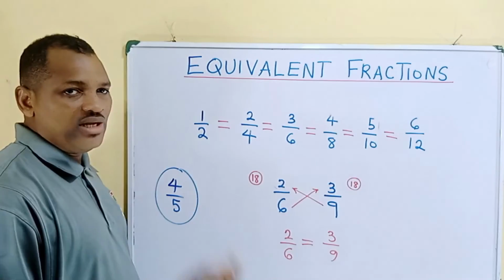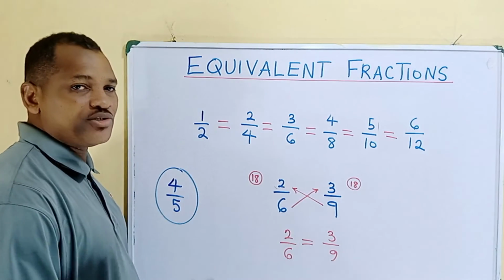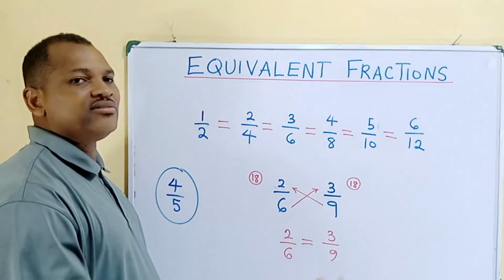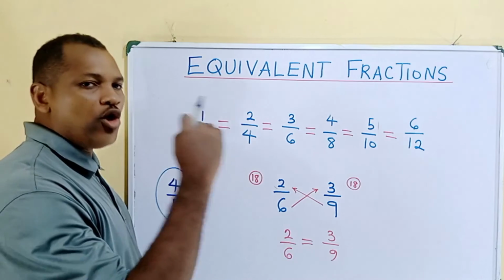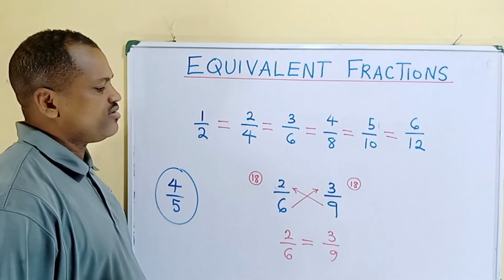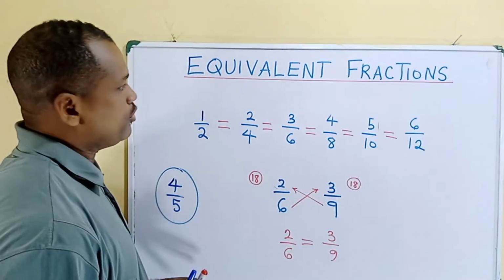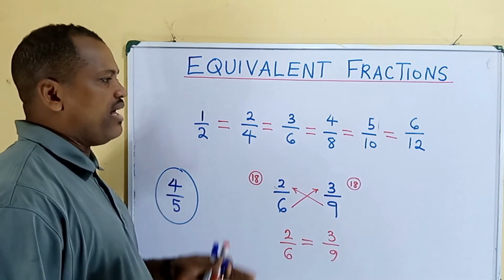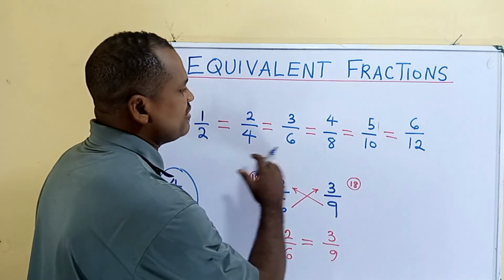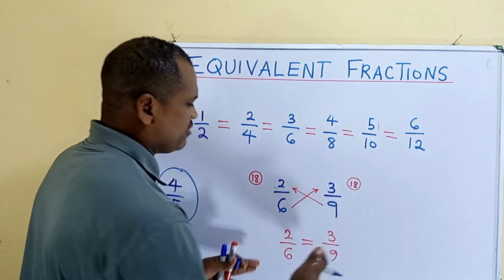There are 2 ways to do that. You can produce equivalent fractions of a given fraction by either multiplying or dividing the top and bottom number by the same number. That we will see in our next video. But I believe that for this video, we have learned what it means to have equivalent fractions. And also we know how to tell if 2 fractions are equal.